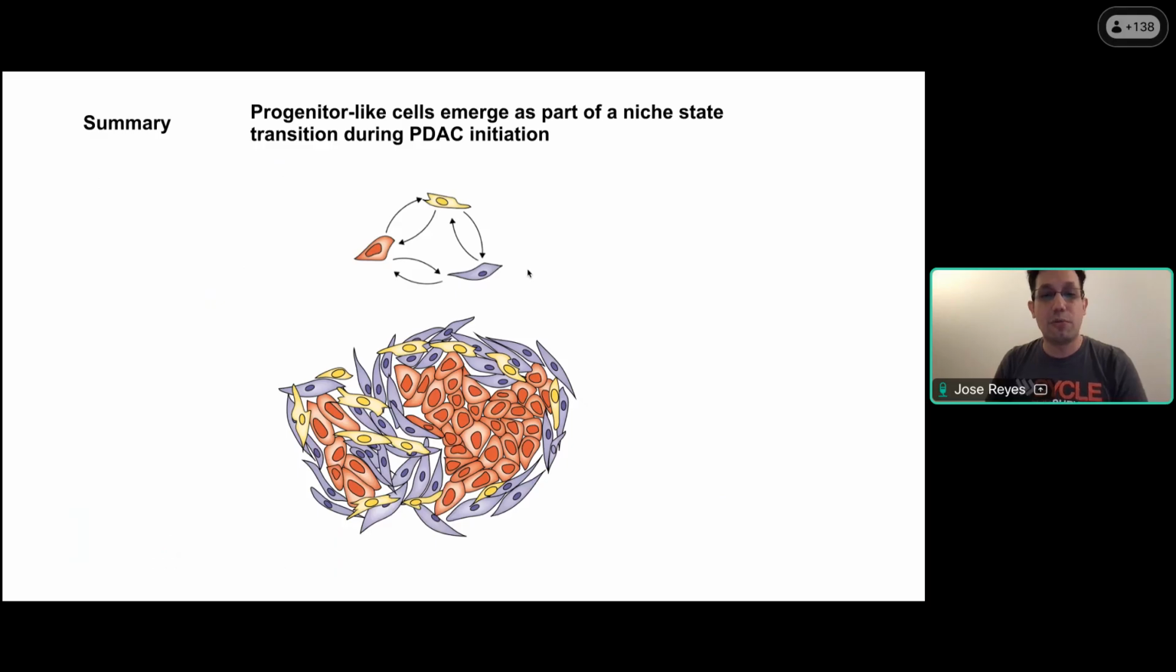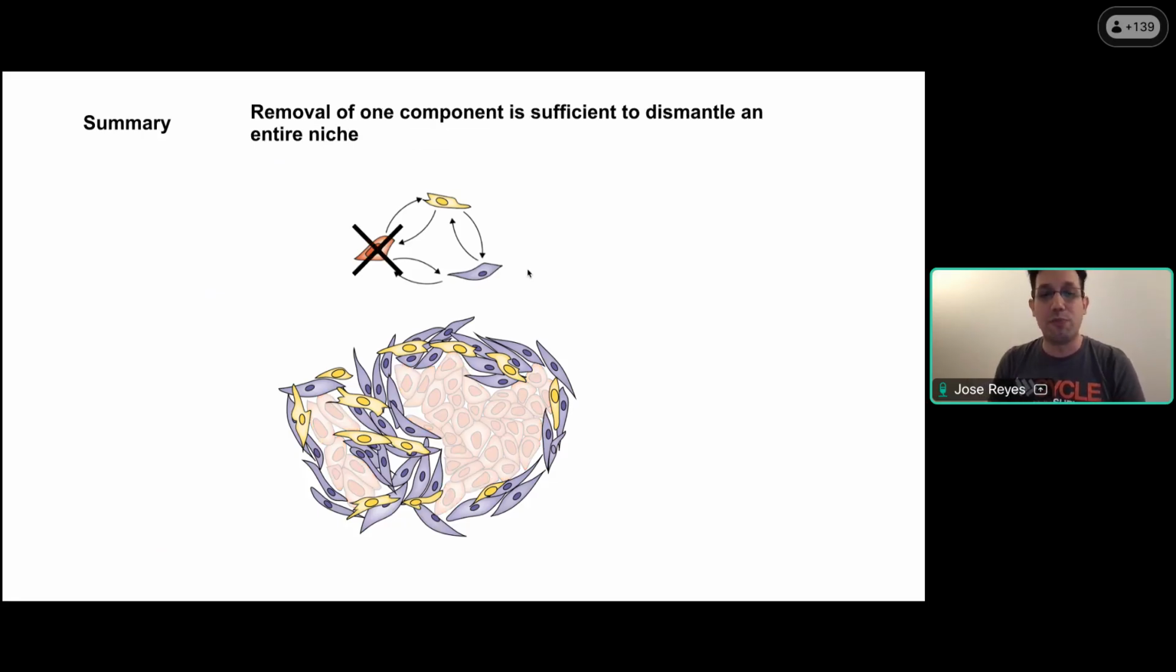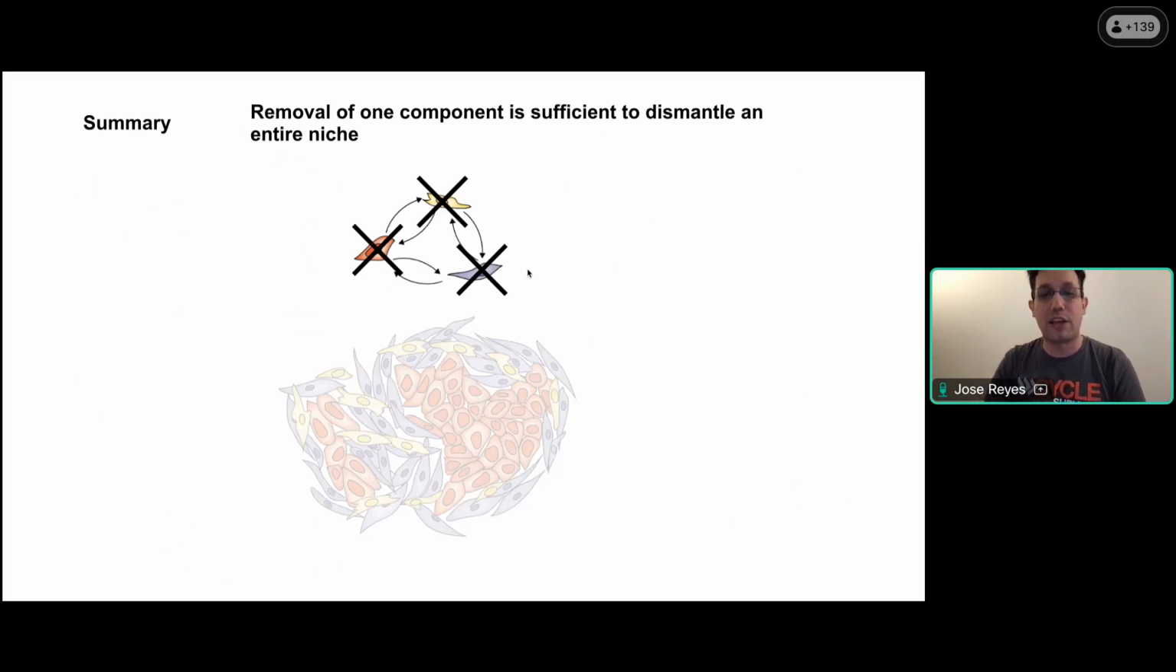The picture that comes up from these studies is that progenitor-like cells emerge as part of a niche state transition during PDAC initiation that starts resembling what a cancer will look like when it eventually develops. And removal of even one of these components is sufficient to dismantle the entire niche, implying that there's a tight relationship and interdependency that is built early on between these different cellular communities.